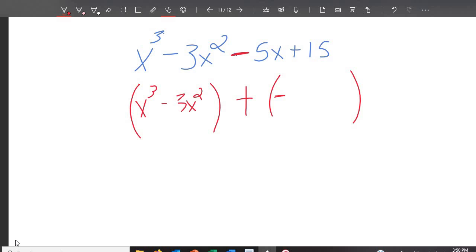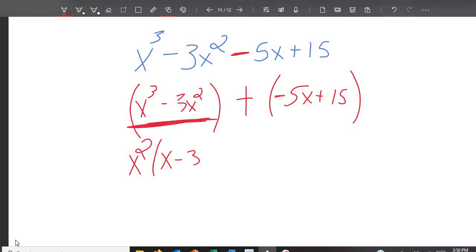But you're going to put the minus in the parentheses. And I'll show you why. Now, let's look at the GCF. The GCF is x squared. So we factor out the x squared. And we're left with it.